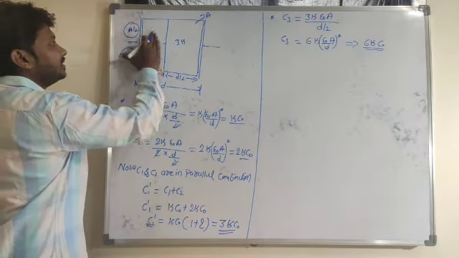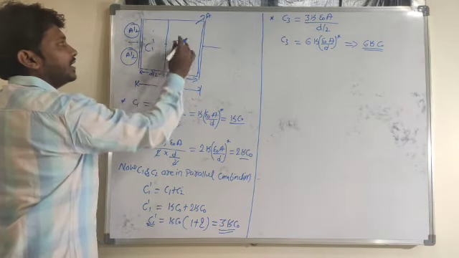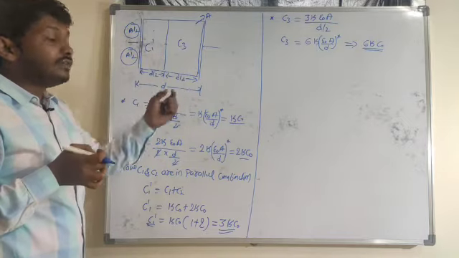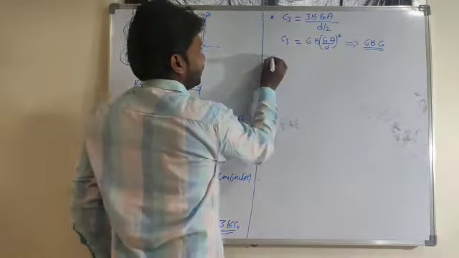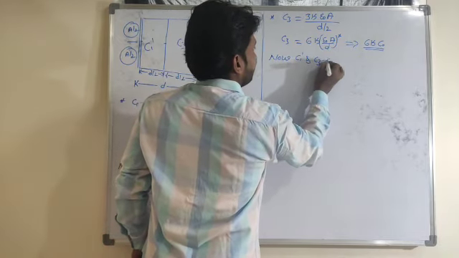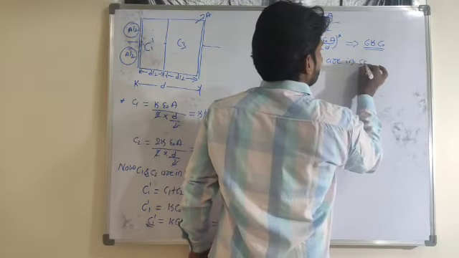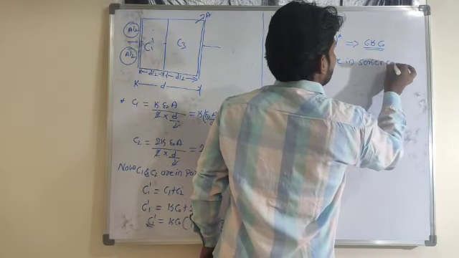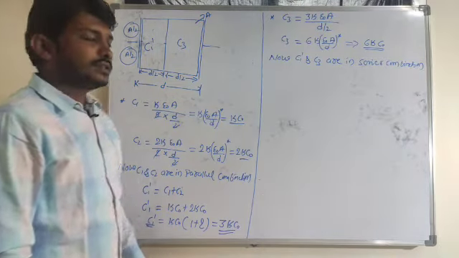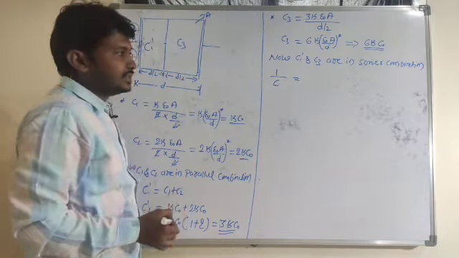Now look at here, what is the nature of combination between C1 dash and C3 here? This entire thing acts as C1 dash and this one acts as C3 here. The distance is divided, so that is in series combination. Now C1 dash and C3 are in series combination.